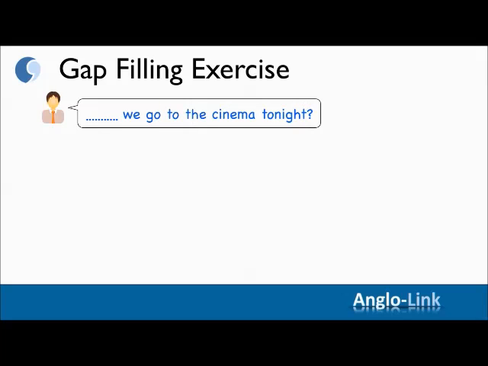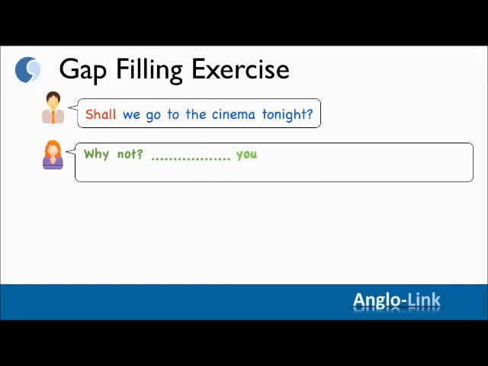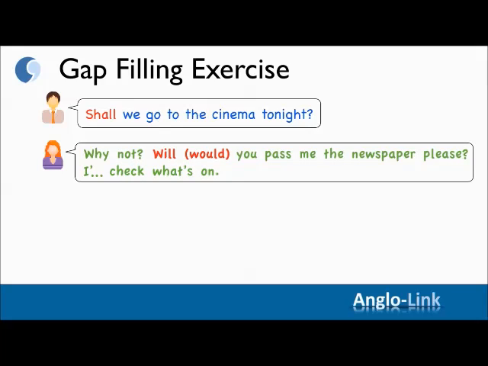We go to the cinema tonight. Shall we go to the cinema tonight? Why not? You pass me the newspaper, please. Will you pass me the newspaper, please? Or, would you pass me the newspaper, please? I check what's on. I'll check what's on.